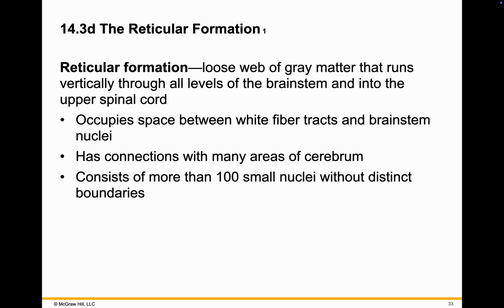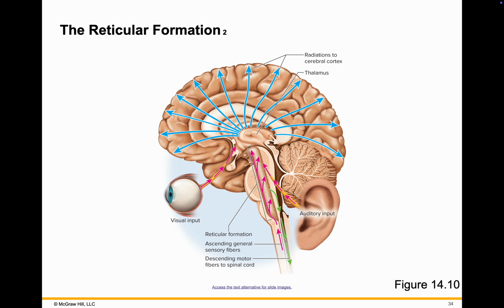That reticular formation that we've been mentioning is a loose web of gray matter that runs vertically through all levels of the brainstem and even up into the upper spinal cord. It occupies the space between the white fiber tracts and the brain nuclei, has connections with many areas in the cerebrum, and it has more than 100 small nuclei that do not have distinct boundaries. You can see it has projections and connections throughout the brain.